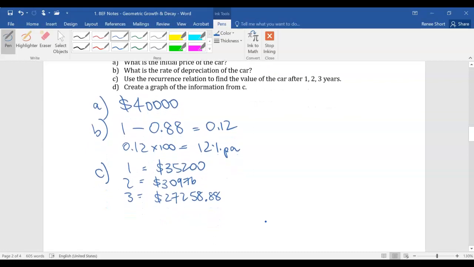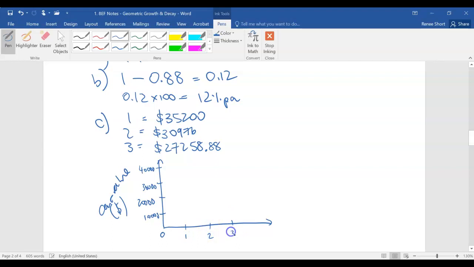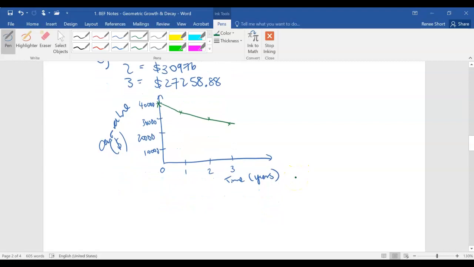Now, part D, it says create a graph of the information from C. So let's set up some axes here for us, and this is car value in dollars. So let's put 40,000, 20,000, 30,000, 10,000. And down the bottom here, 0, 1, 2, 3. So this is time in years. Remember, initially the car was worth 40,000, so we'll put across there. At the end of the first year, 35,200, so that's in there. Then 30,976, so maybe in there. And then 27,000, so a little higher in there. And so what we can see then is this is starting to curve downwards here, okay? So we don't have a straight line like we had before, but it is starting to create a subtle curve for us that the car is decaying in value by.